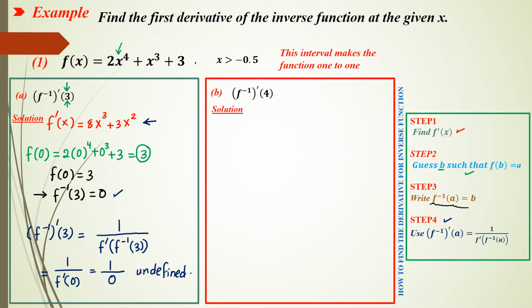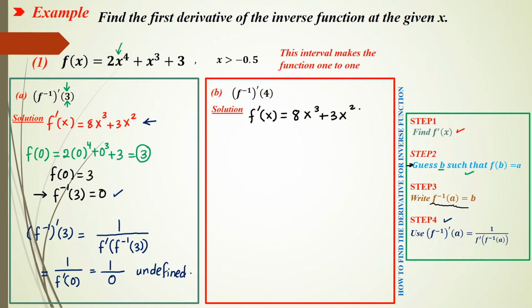In part B you have to find the derivative of the inverse function of f at x equals 4 with the same procedure as in part A. Firstly you have to find the first derivative, so f prime of x equals 8x cubed plus 3x squared. Then you have to go to the next step, step 2.